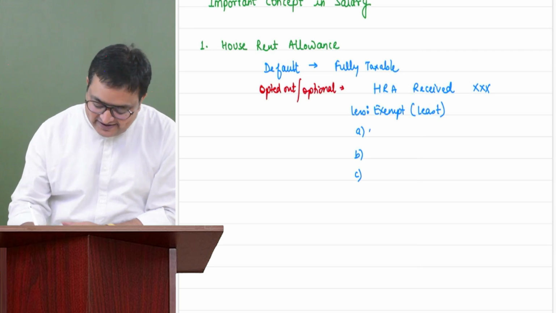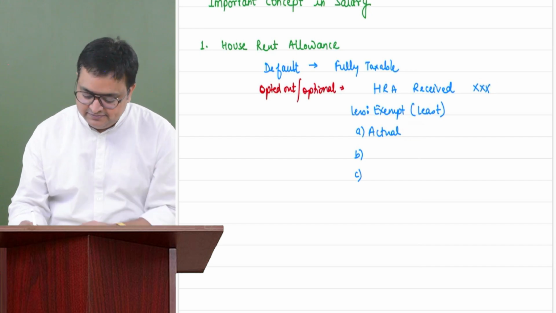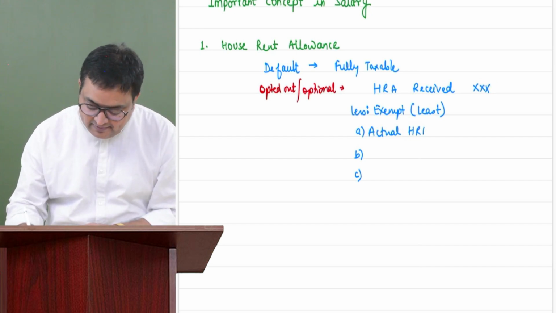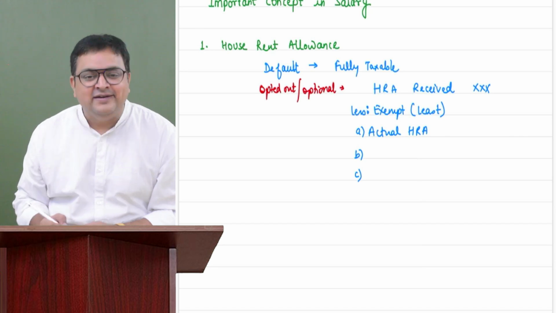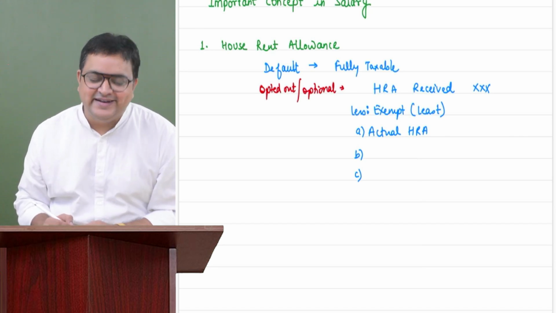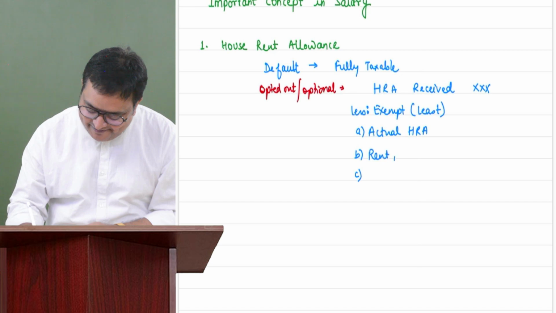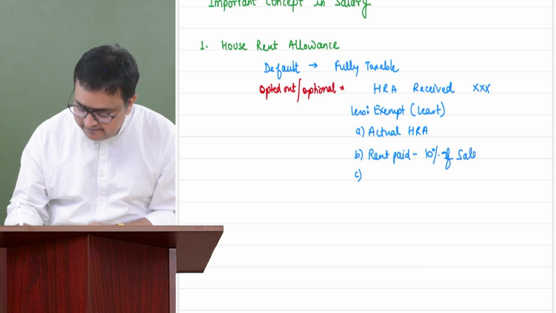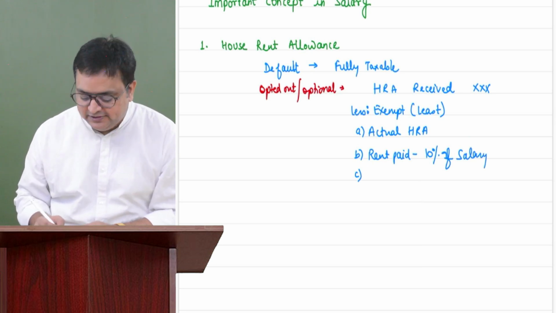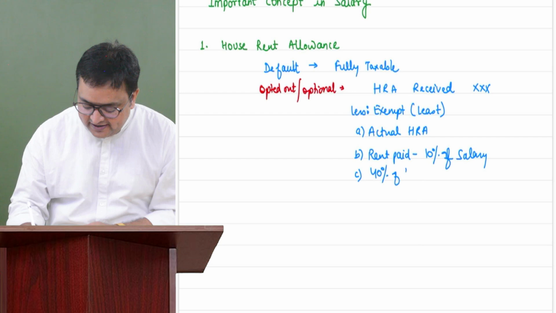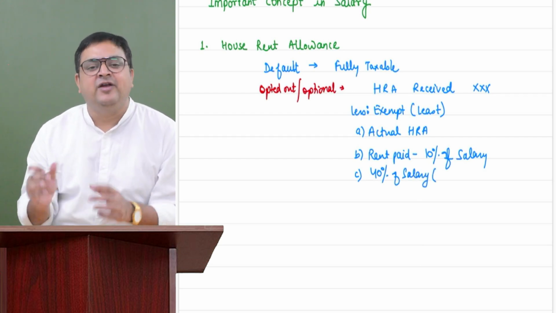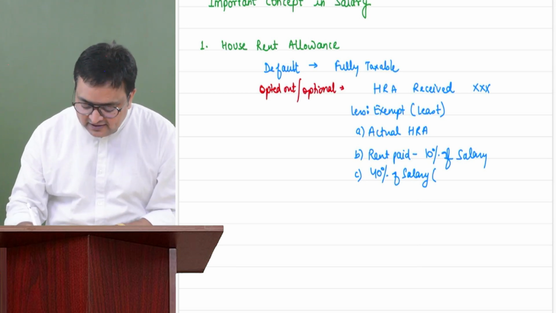A is actual HRA. Whatever the actual HRA received, you can write it over here. Second, I believe that you are able to recall your concepts: rent paid minus 10% of salary. What are the components of salary? I'll be discussing that as well. And the third one is 40% of salary. However, in cases where the employee is paying rent in Delhi, Mumbai, Kolkata, Chennai, the 4 metros, instead of 40%, we will take 50% of the salary.